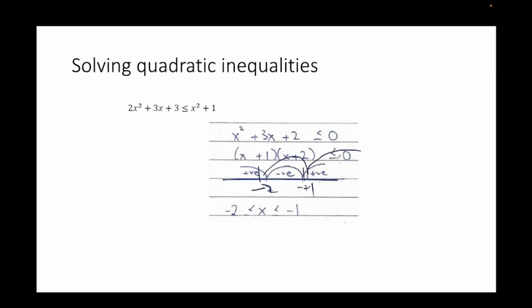You indicate the 3 regions. And what it means is this. You should have something that looks like this. -2, -1, just like this. You have regions.